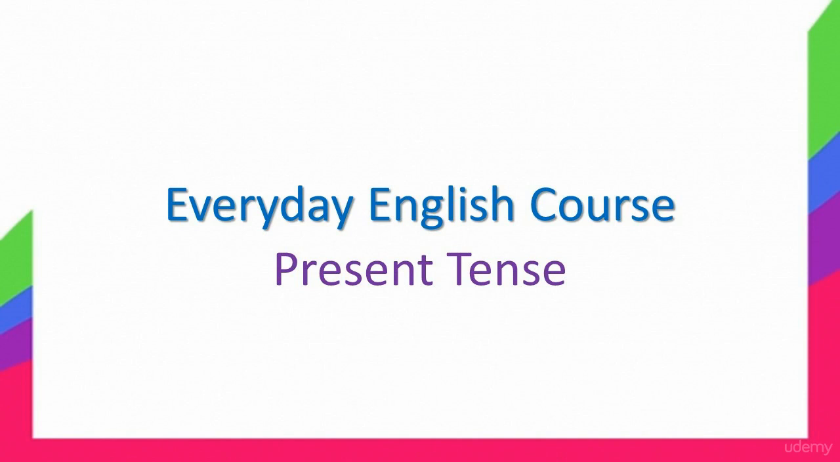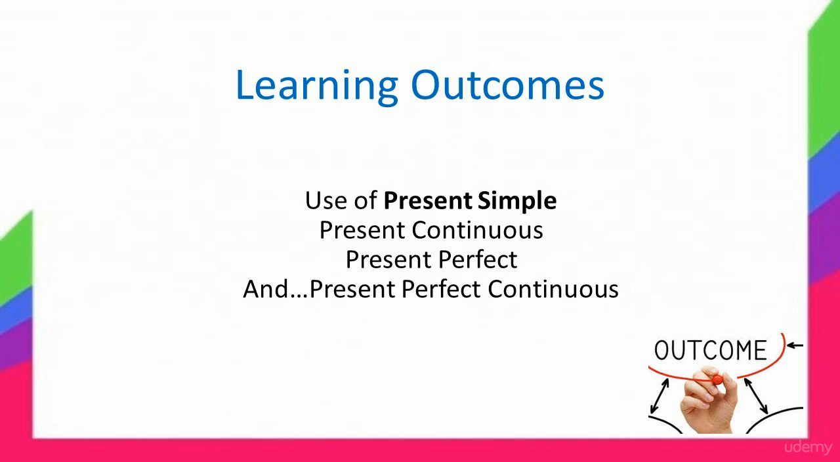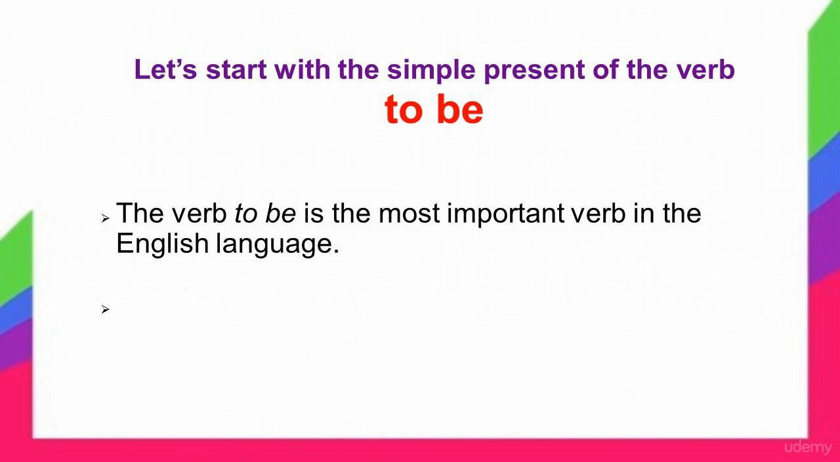Hi there, in today's tutorial we'll look at the present tense. Your learning outcomes for today are the present simple, the present continuous, the present perfect, and the present perfect continuous. Let's start with the simple present of the verb to be.